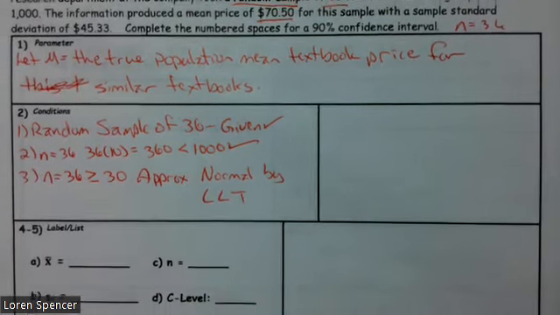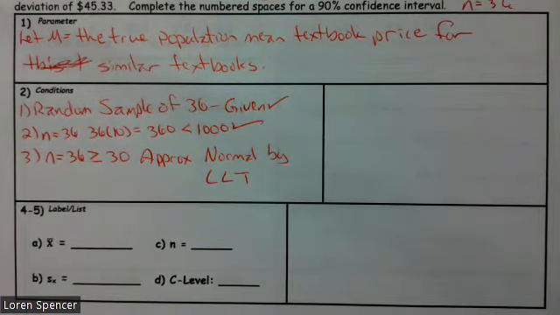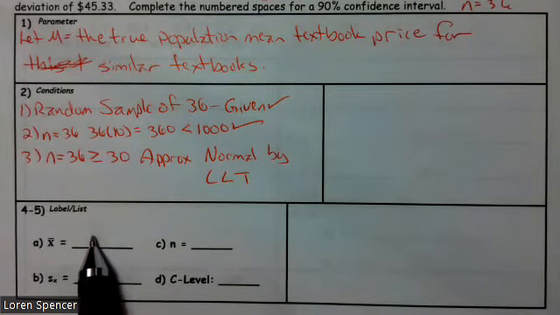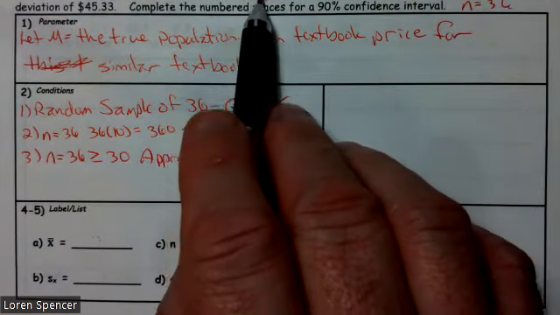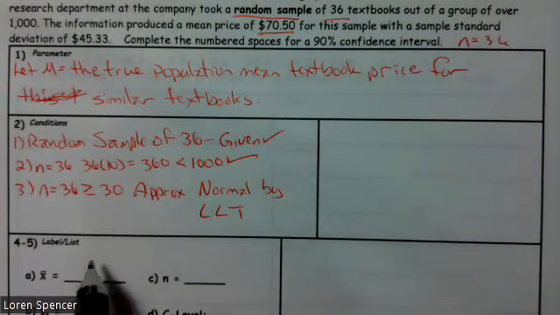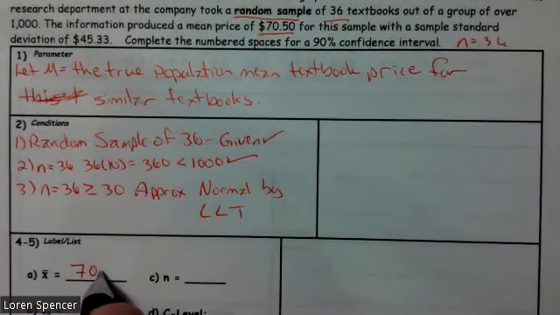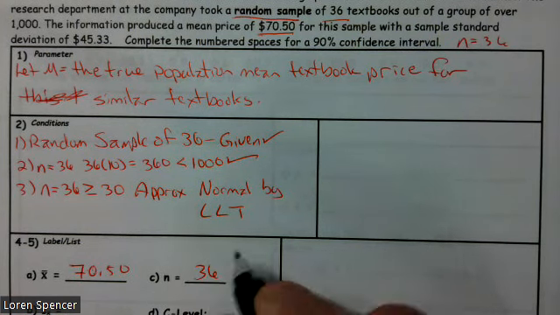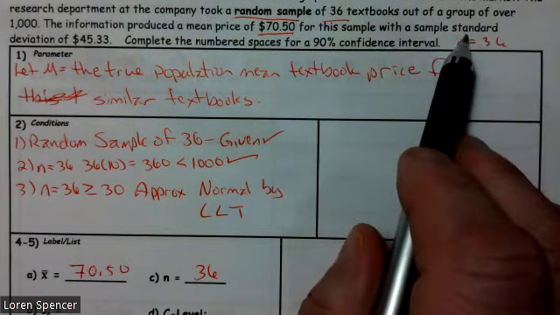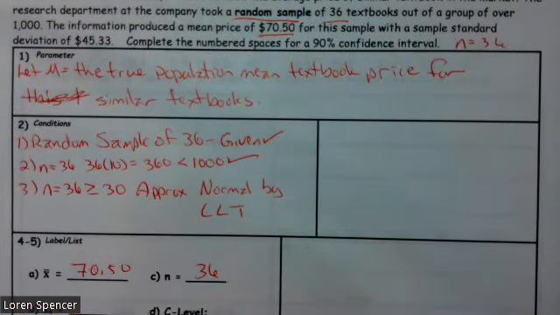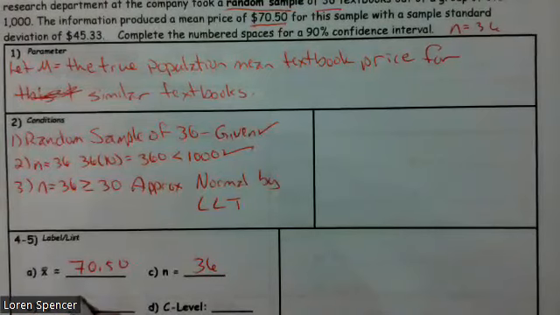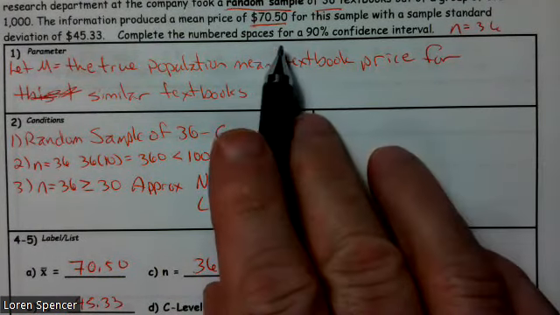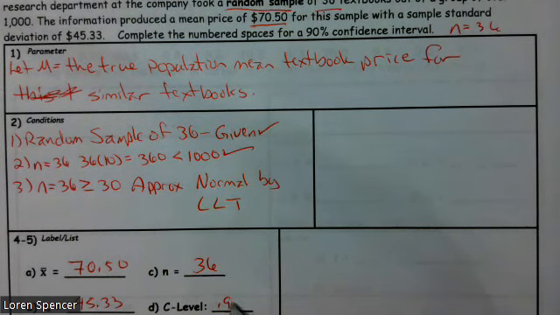The next thing it asks us to do is label. So next thing we need to do is label it and list it. So the information produced a mean price of 70.5. So there's our X bar. We know that our sample size is 36. We've talked about that already. And they said a sample standard deviation of 45.33. And a confidence level of 0.90.